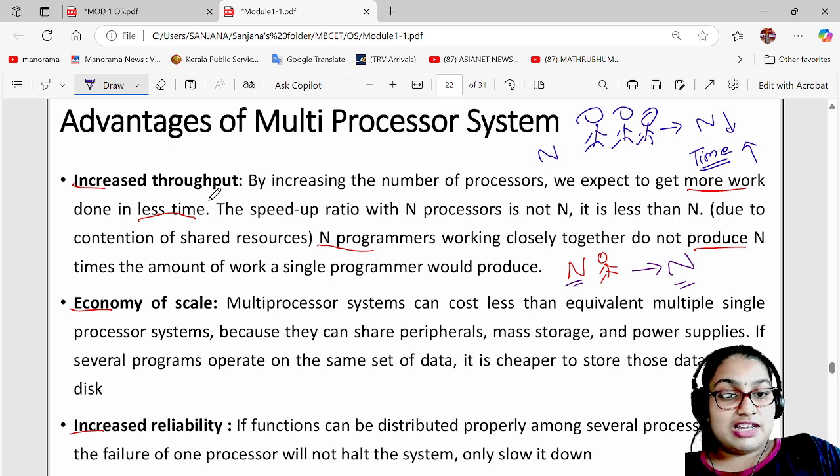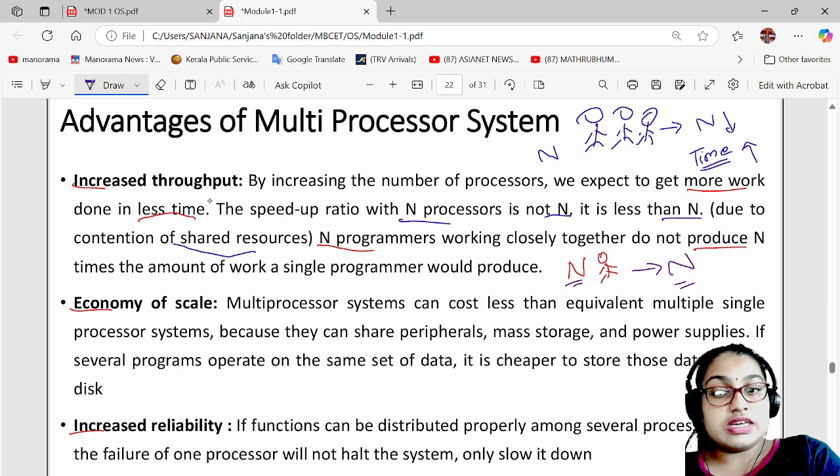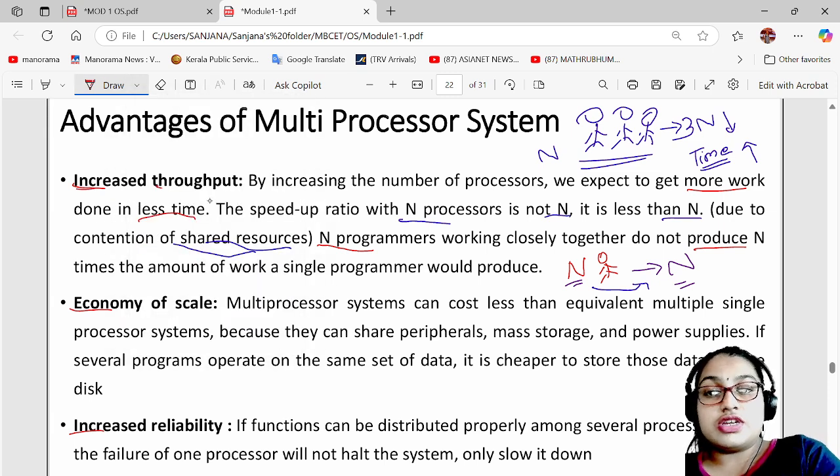The speedup ratio with n processors is not n. With n processors being used, the speedup ratio will be less than n, because shared resources are there. They are working together, not working alone. So n programmers working closely together do not produce n times the amount of work a single programmer would produce. But if one person could do n work, these 3 people can do about 3 times, so that is good, that is an advantage. That is why increased throughput is an advantage.